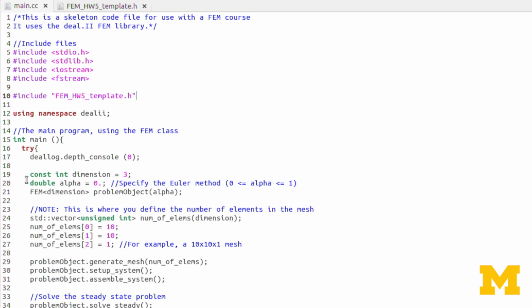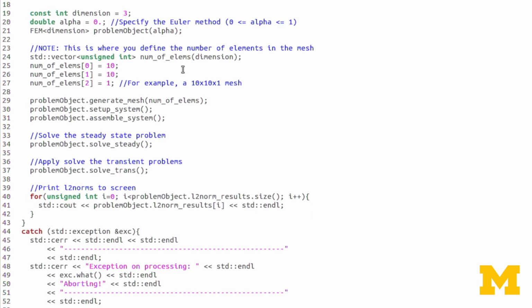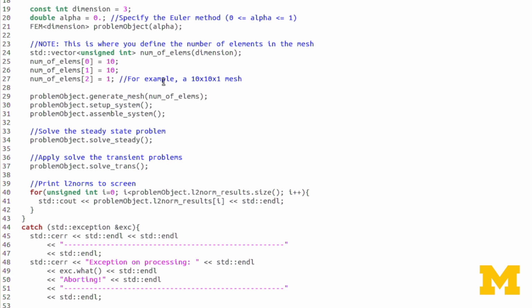One is that I've created this constant alpha, which is an input for the constructor for our FEM problem object. Alpha is to specify what Euler method we're using. Now again, alpha can range anywhere from 0 to 1. For the homework, you'll be doing it for alpha equals 0, 1/2, and 1. But other than that, the mesh generation is very similar, then setup system and assemble system.